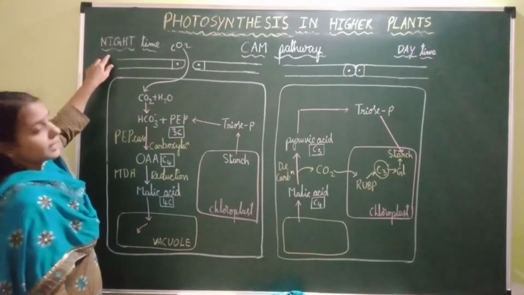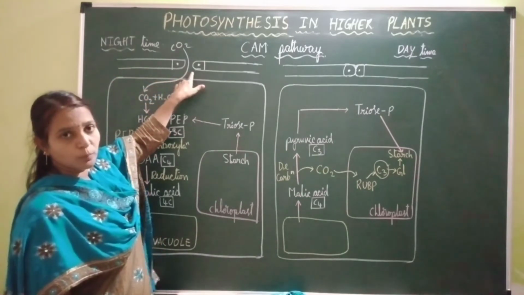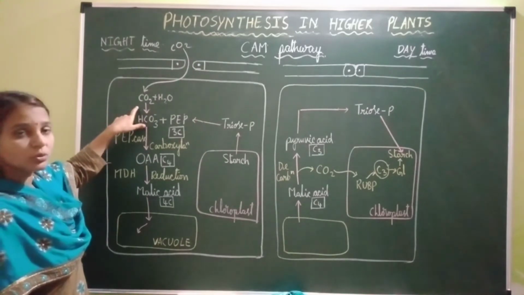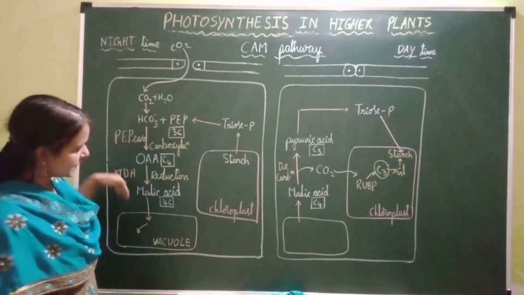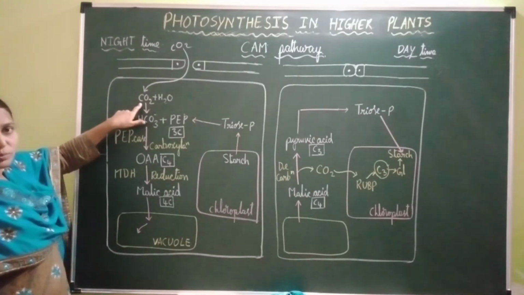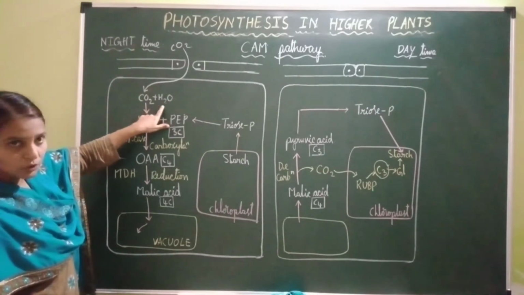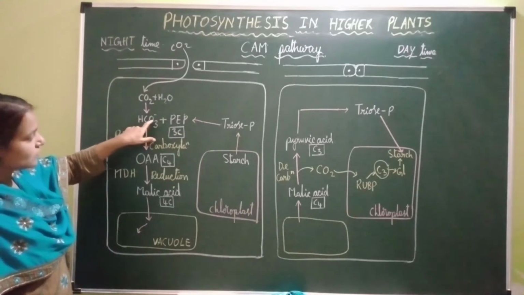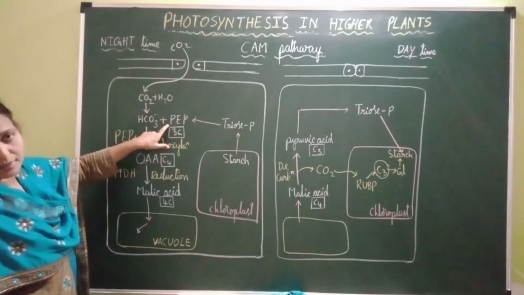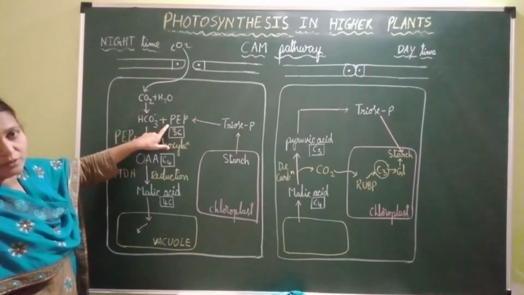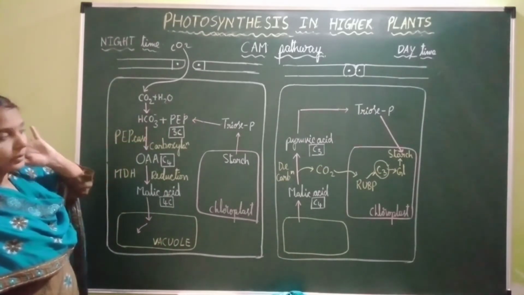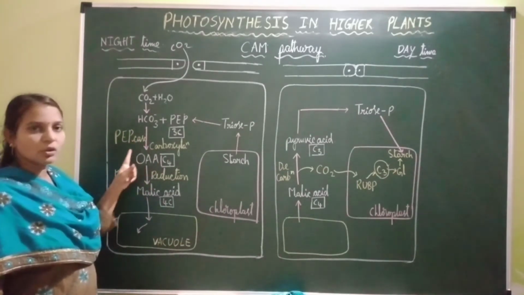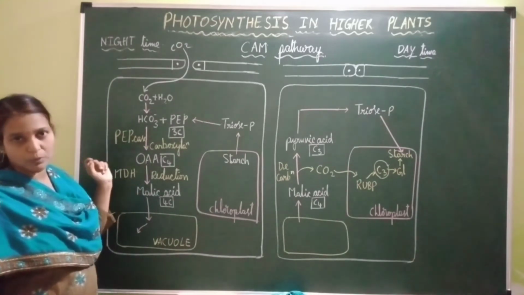So, during night time stomata are open and hence atmospheric carbon dioxide enters into the mesophyll cell through the stomata. After entry into the mesophyll cell, this carbon dioxide reacts with water, resulting in the formation of carbonic acid, that is HCO3 minus, which is fixed into PEP. That means carbon dioxide is fixed into PEP, phosphoenol pyruvic acid, in the form of carbonic acid by the activity of the enzyme PEP carboxylase, resulting in the formation of oxaloacetic acid. So this is the first carboxylation.